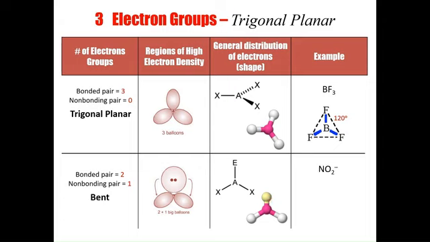An example of a bent compound is the nitrite ion. This ion has angles greater than 120 degrees between the lone pair and the bonding pairs, and an angle less than 120 degrees between the bonding pairs. This occurs because the bonding groups are pushed closer together by the stronger repulsion of the lone pair.